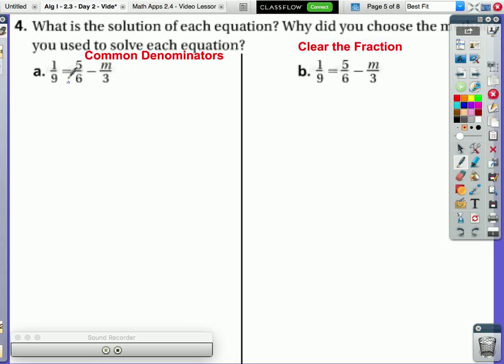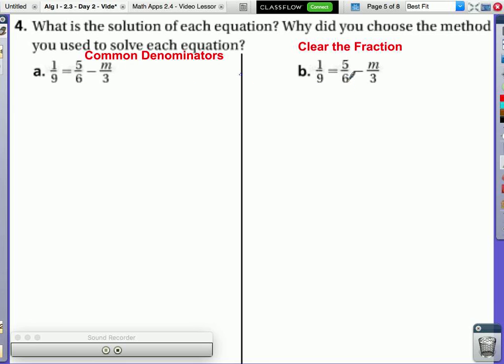All right, so again, here I have the exact same problem written down both times. All right, this side we're going to solve by common denominators, this side by clearing the fraction. And I don't care which method you use, all right? For the first problems on your assignment today, when it asks you to do this one, I want you to try one problem with common denominators. I want you to try one problem clearing the fraction. Right? And then after that, pick whichever one you like the best.